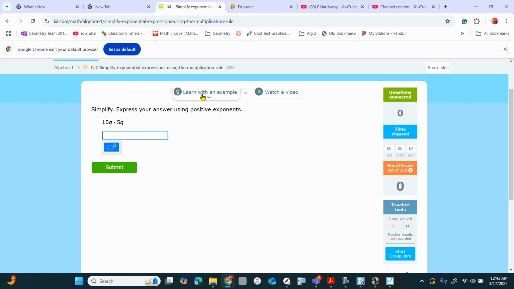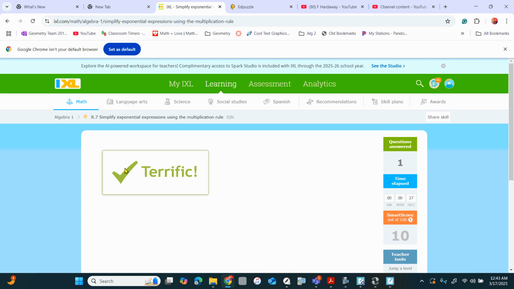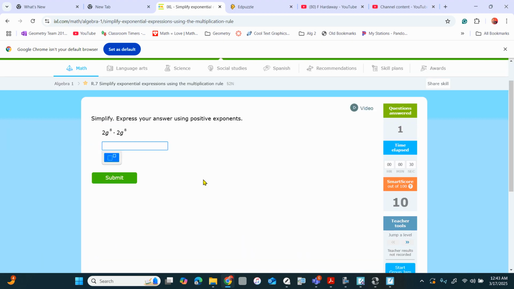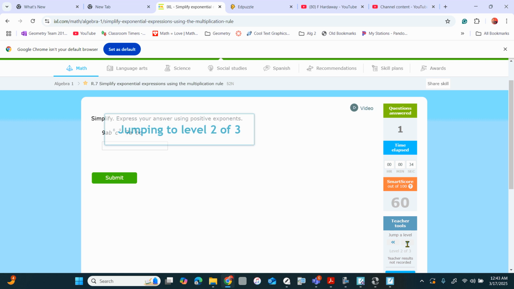Don't forget you have a video to go over your set of problems, or you can learn by an example. If you have coefficients, meaning numbers on the outside, you still have to multiply those together. So this would be 50, and then this would be Q, and then I can use this box here to get my exponent to the second power, because we had 2 factors of Q right there. You're going to submit your answer. I'll check it. You might have different levels. I'm going to go ahead and jump a level, see what this one looks like.